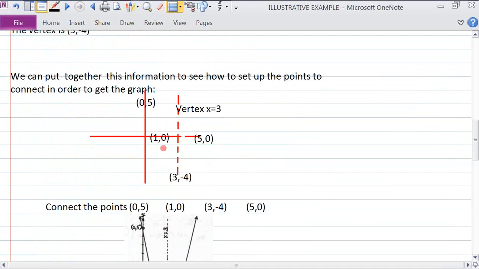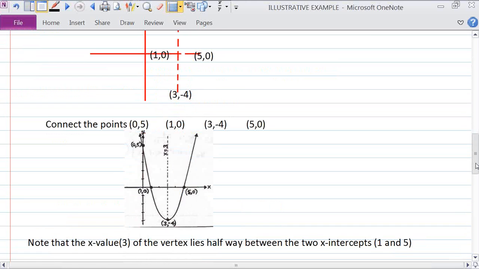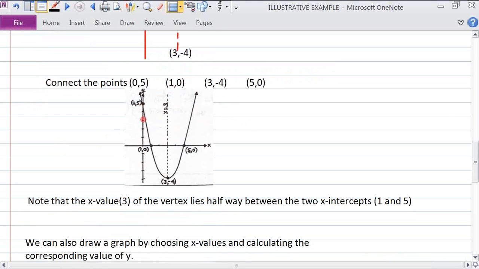Here we have the y-intercept. Here we have the x-intercept. Here we have the vertex. If we connect this to this, to this, to this, we have the basis of the graph. So that's what we've got here, this, and this.